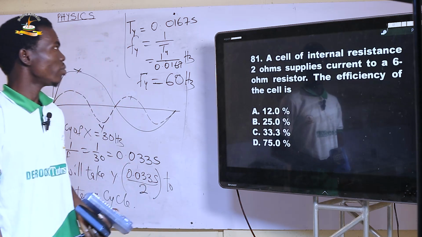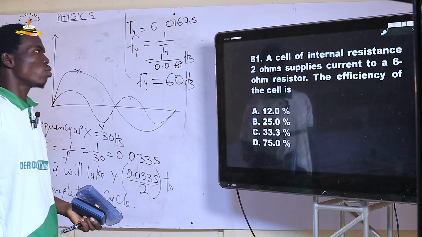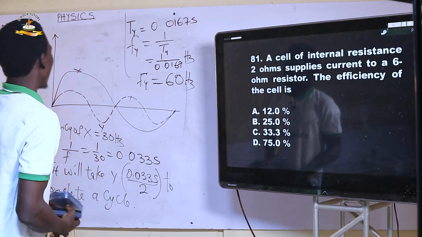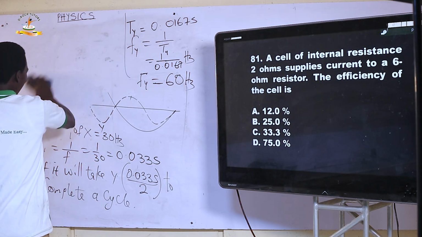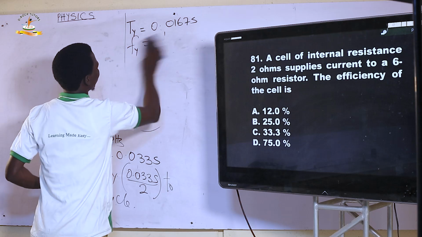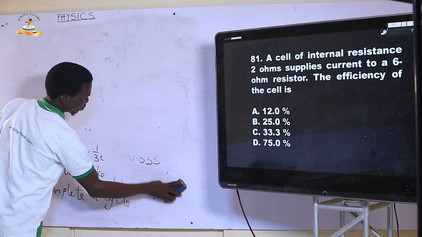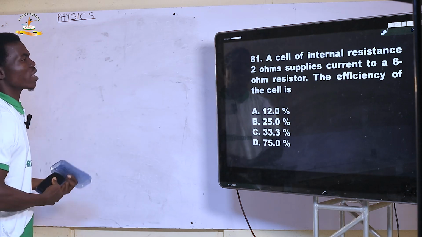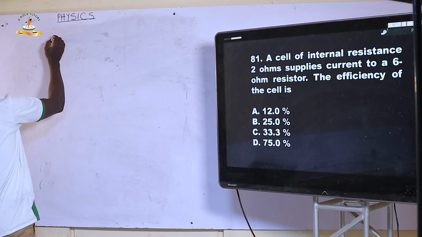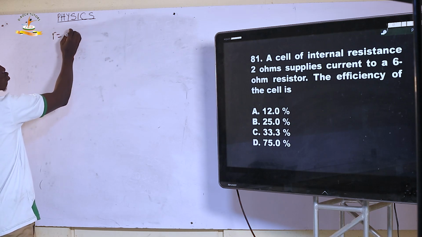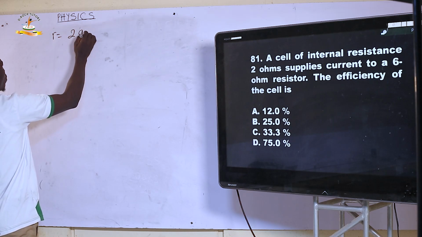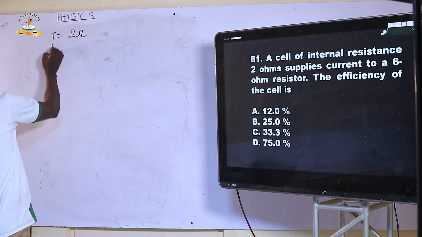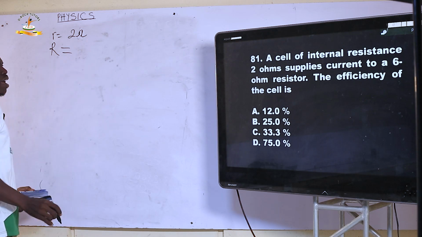Next. 81. A cell of internal resistance 2 ohms supplies current to a 6 ohm resistor. The efficiency of the cell is what? So we have a cell of internal resistance 2 ohms. So the internal resistance of the cell, small letter r, is 2 ohms. And it supplies current to 6 ohms. So that is the external resistor, capital letter R, and that is 6 ohms.